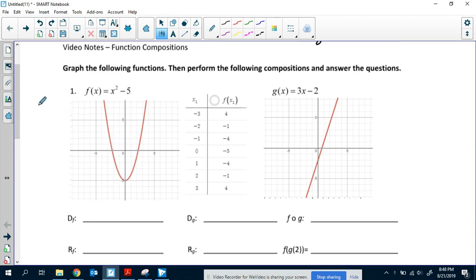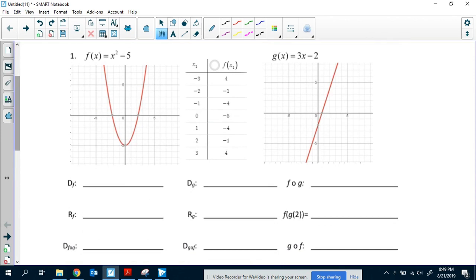We're going to do some relatively complicated problems here. When we look at problem 1, we have f of x and g of x as given. I already have them graphed to save some time, and I put some points for f of x there because we haven't taught how to graph parabolas yet. But if you just substitute some values in for x, you get those values out for f of x.